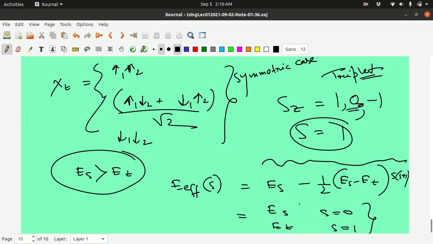So whenever S is equal to 0, it becomes the singlet state. If you substitute S equal to 0 here, you will get Es, and whenever S is equal to 1, you will get Et, because of this formula. This is a particular form of writing this same thing in a different way. So this corresponds to the singlet energy when S is equal to 0, and it corresponds to the triplet energy when S is equal to 1.